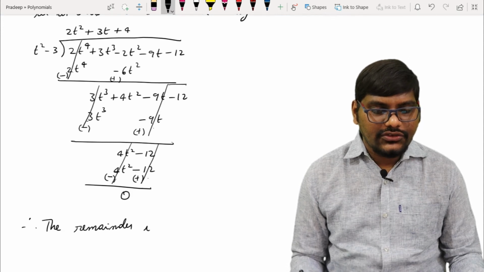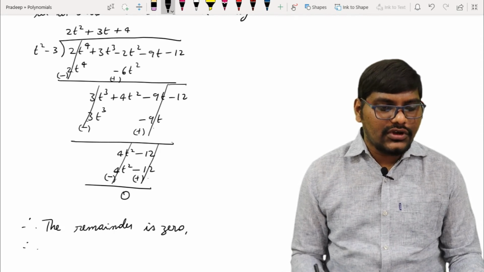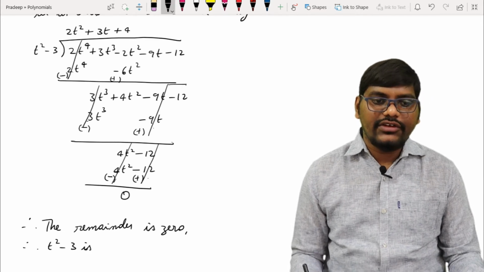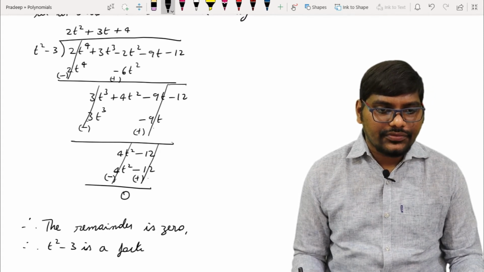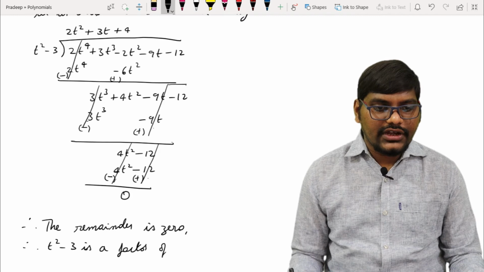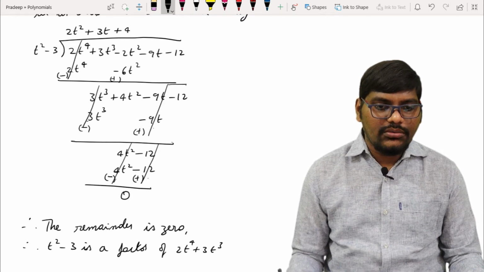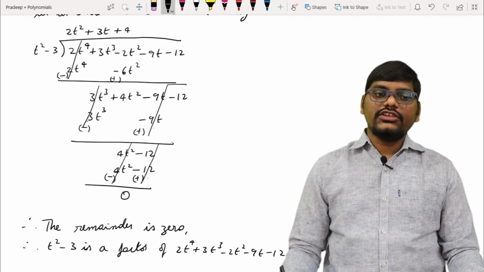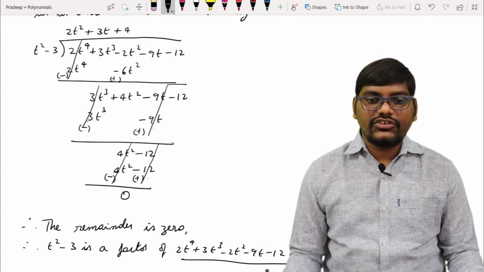So the remainder is 0. Therefore, t square minus 3, which is the divisor given, is a factor of the dividend, that is 2t power 4 plus 3t cube minus 2t square minus 9t minus 12. So t square minus 3 is a factor of this particular dividend which is given.